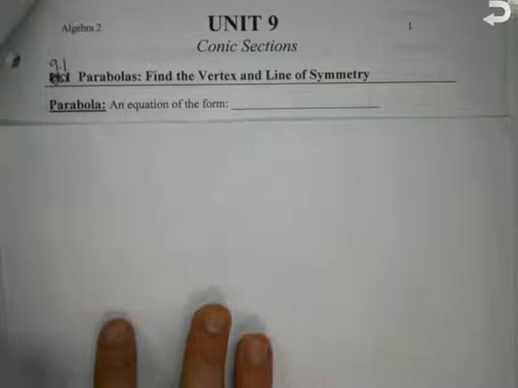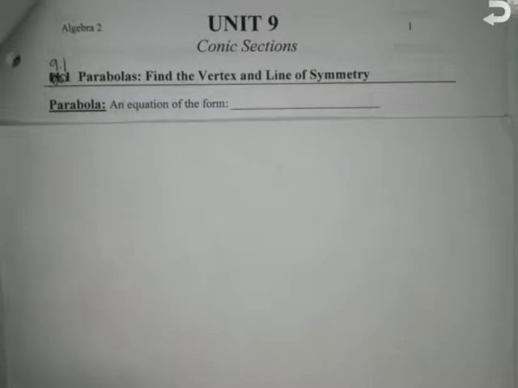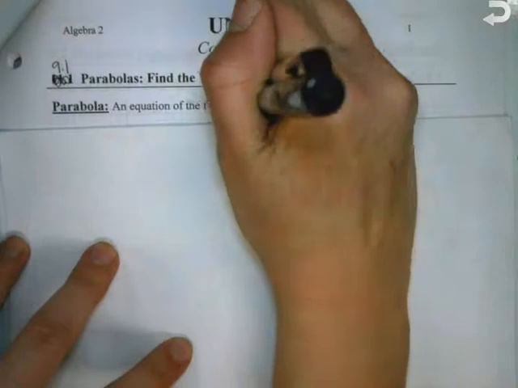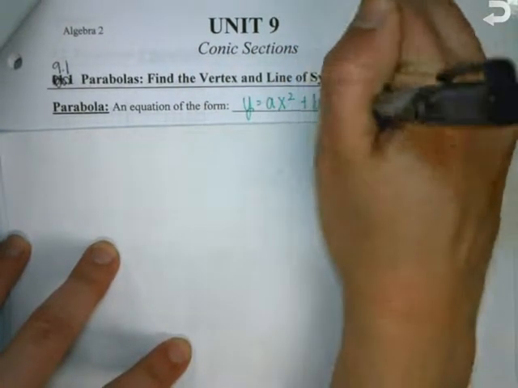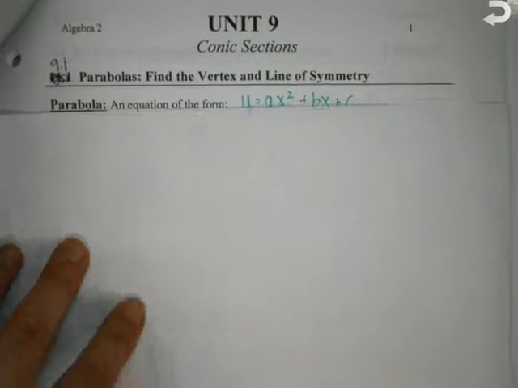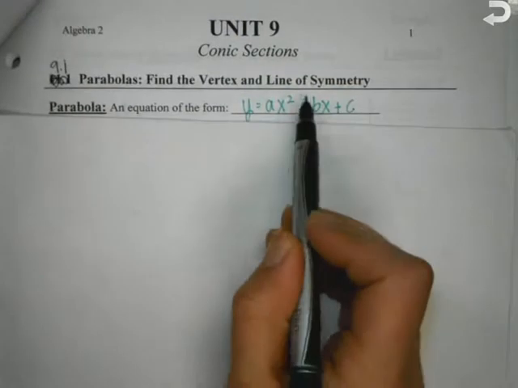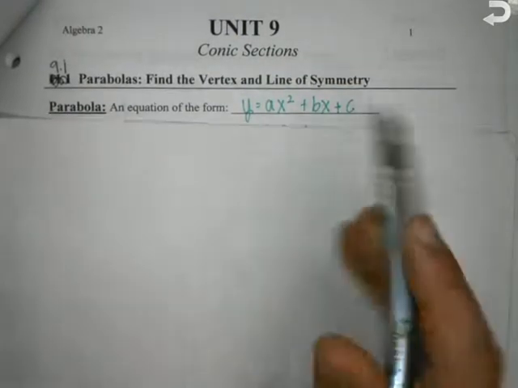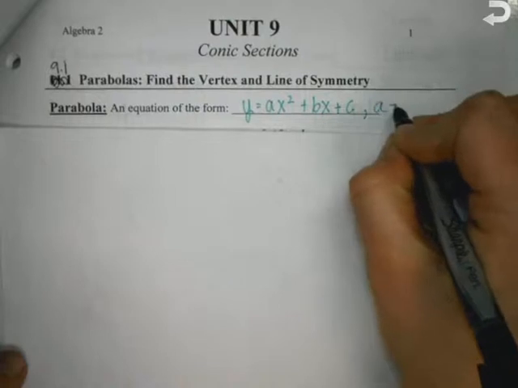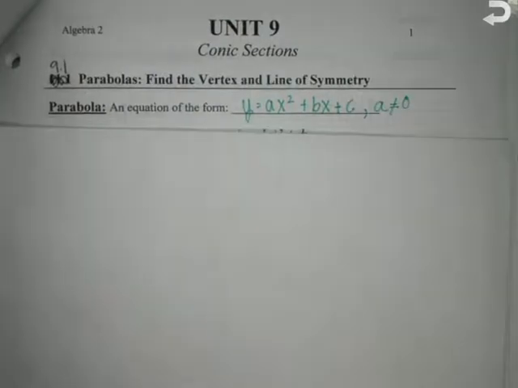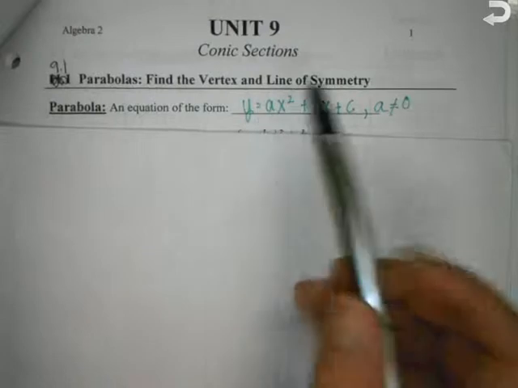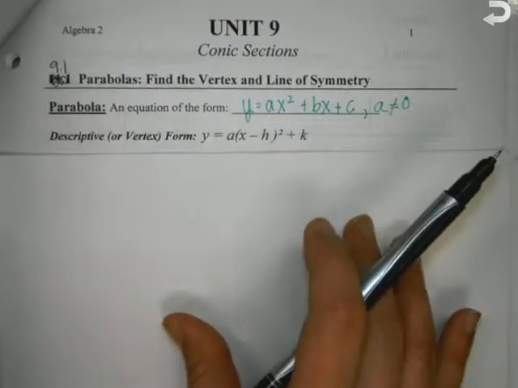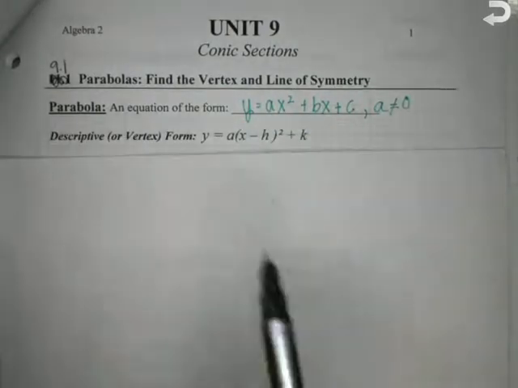So a parabola is an equation of the form y equals ax squared plus bx plus c. So that's something we already know. It has to have an x squared in it, and the a cannot be equal to what? Do you guys know? 0. It can be equal to 1, but we can't have a equal to 0, which means the x squared has to be there.